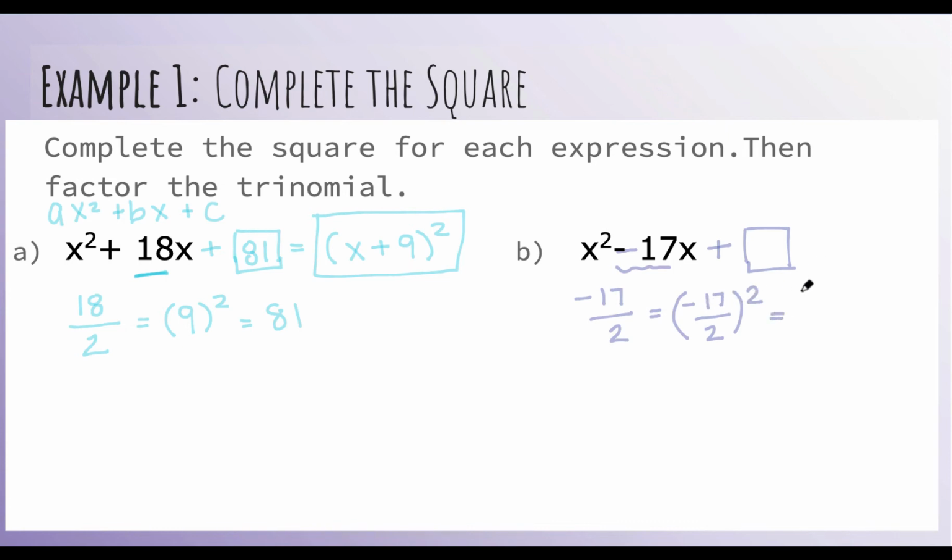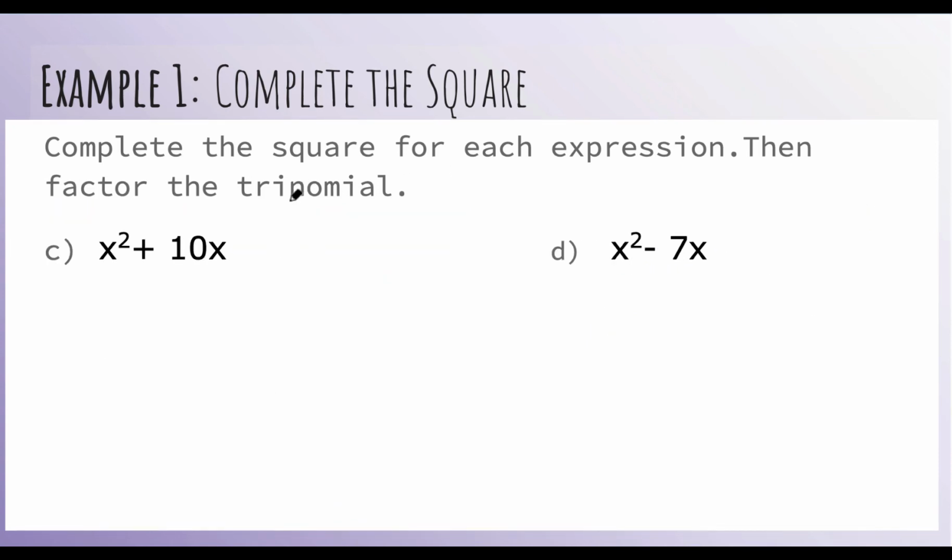So negative 17 times negative 17 is 289, and 2 times 2 is 4. We're just going to leave it as an improper fraction. That's what we're adding on here. And then when we factor, our last step, we're going to set up our parentheses, and we already have this quantity in a parenthesis, so we're just going to take x minus 17 over 2, and then square that quantity. And that's our factored form.